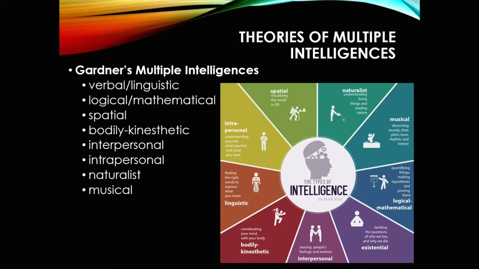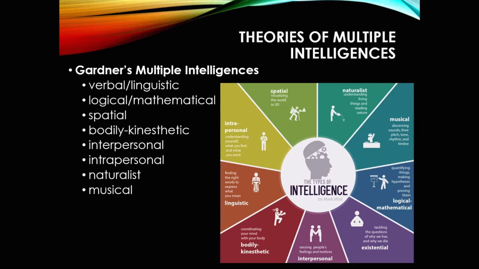Logical or mathematical intelligence is more of the traditional, what we tend to think of as intelligent. That would be like quantifying things, being able to make hypotheses and prove them, being very logical. This is more of a Sheldon Cooper type of intelligence.